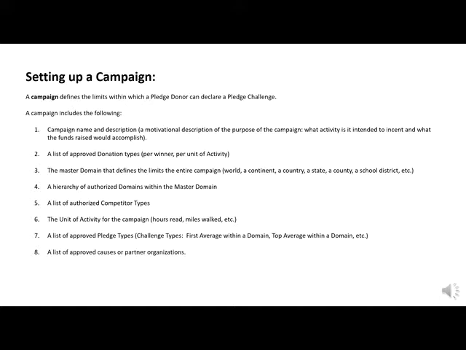It also includes a list of approved donation types per winner or per unit of activity that the person making the pledge can select from. It includes then the master domain that defines the outer limits of the entire campaign. Could be the whole world, or somebody might say, hey, this campaign is for within a given state or within a country, and the pledge person can pick any sub element within that master domain. So if the domain is country, somebody might make a pledge just for a county or only for a single school or school district.